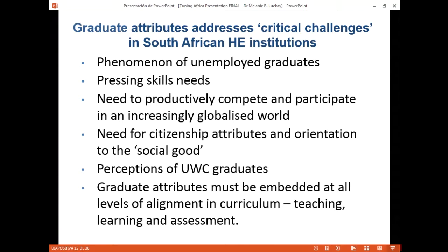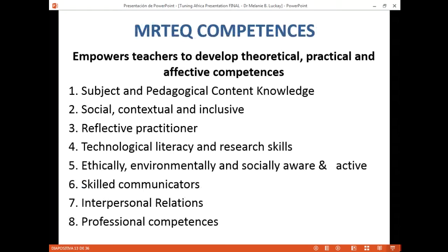So having a lot of knowledge is helpful, but we also needed to guide students toward developing skills so that when they get out into the world, they're able to use the skills appropriately. So the graduate attributes had to be aligned and embedded at all levels within the curriculum. And that's what our university emphasized.